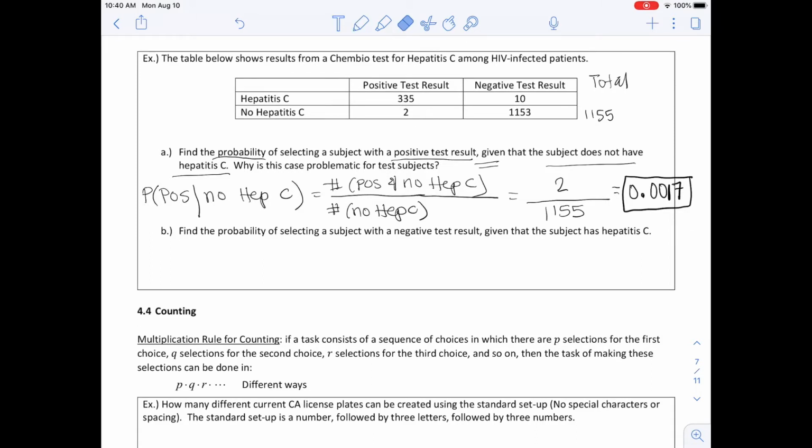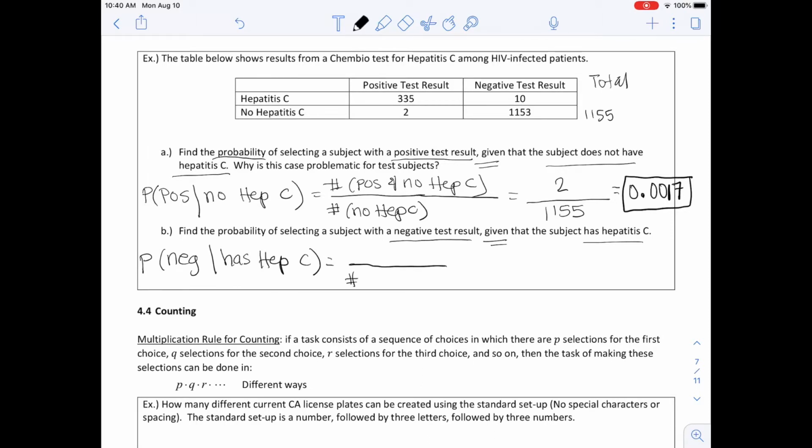Part B says, find the probability of selecting a subject with a negative test result given that the subject has Hep C. So the probability that we have a negative test result given that the subject has Hep C.